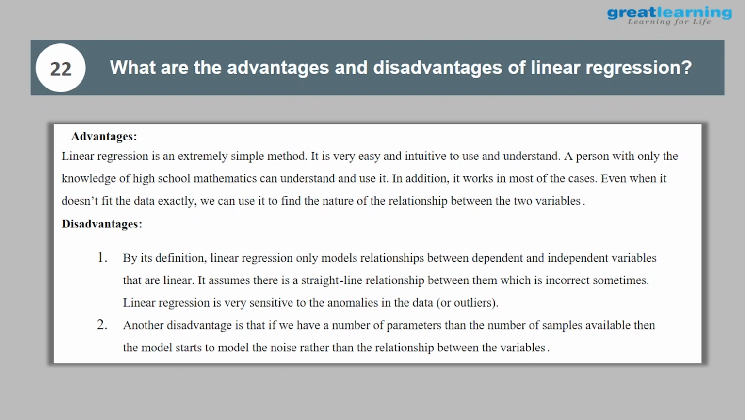What are the disadvantages of linear regression? By its definition, linear regression only models relationships between dependent and independent variables that are linear. It assumes there is a straight line relationship between them, which is incorrect sometimes. Linear regression is very sensitive to anomalies in the data, or you can say outliers in the data. Another disadvantage is that if we have more parameters than the number of samples available, the model starts to model the noise rather than the relationship between the variables. So these are the advantages and disadvantages we have when we go for linear regression.